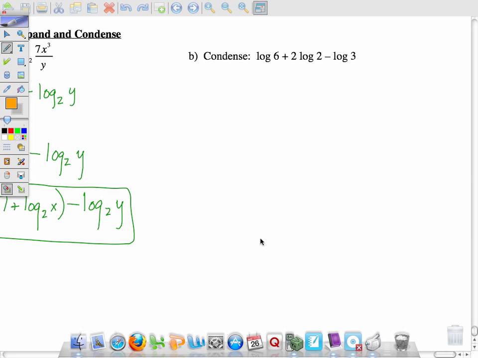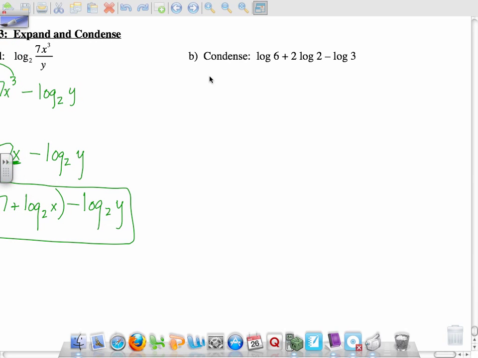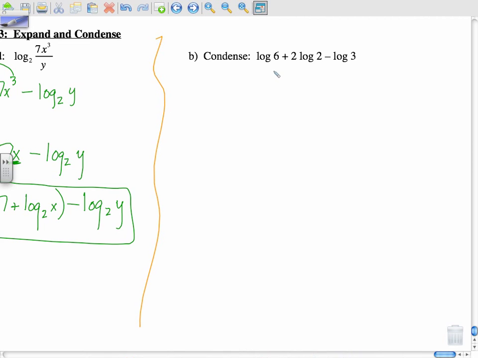Kind of, sort of. All right. Coming over here to condensing. Let's choose a different color. Let's find something fun. Ooh, how about tangerine? I can't wait. So I'm going to condense this into one logarithm.